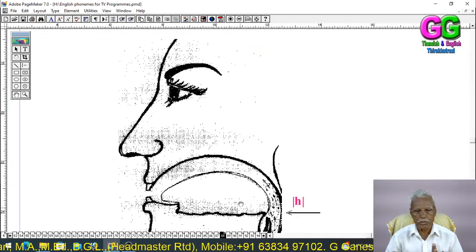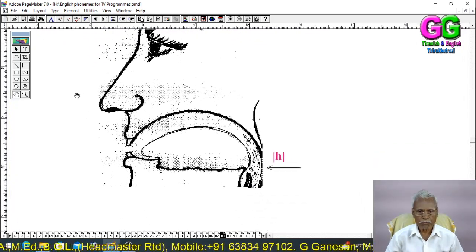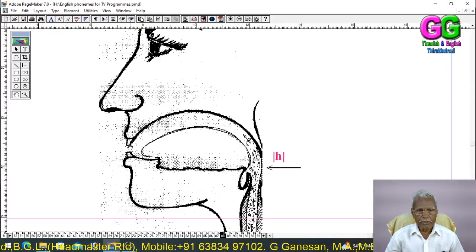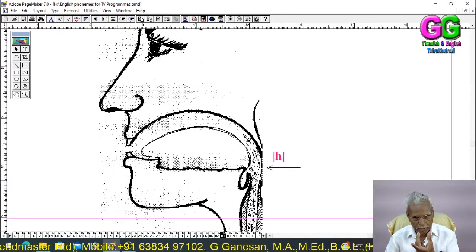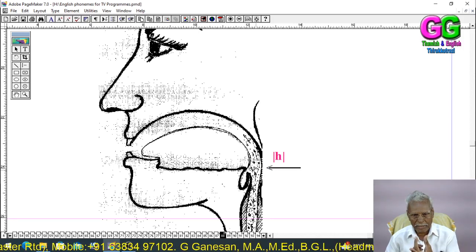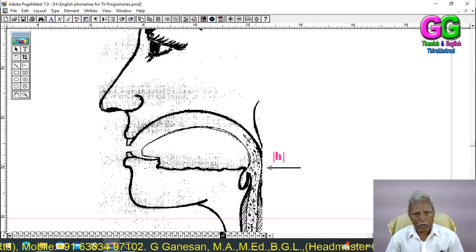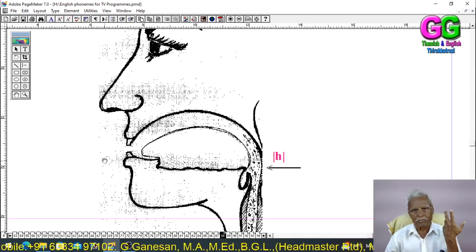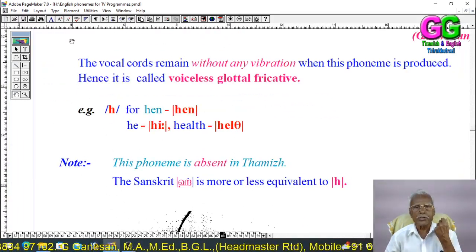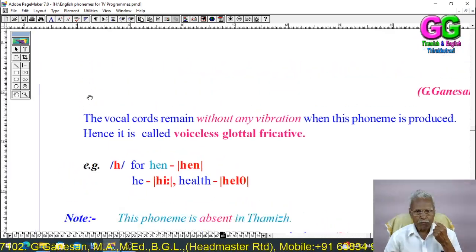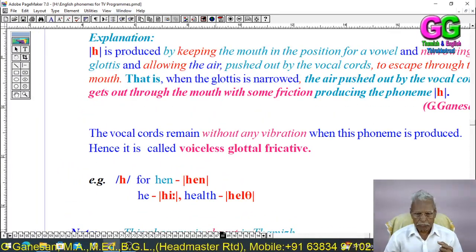The way of producing it is keeping the mouth for a vowel, narrowing the glottis and allowing the air pushed out by the vocal cords to escape through the mouth. This is the way of producing the glottal fricative h.